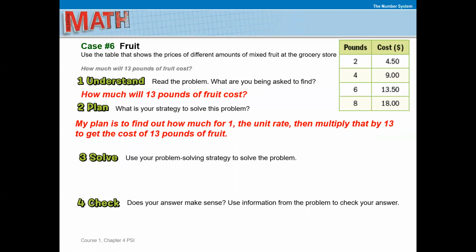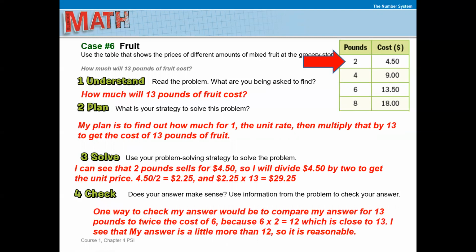What is my plan? My plan is to find out how much for 1, the unit rate, then multiply that by 13 to get the cost of 13 pounds of fruit. I can see that 2 pounds sell for $4.50, so I will divide $4.50 by 2 to get the unit price. $4.50 divided by 2 is $2.25. $2.25 times 13 equals $29.25. Does your answer make sense?